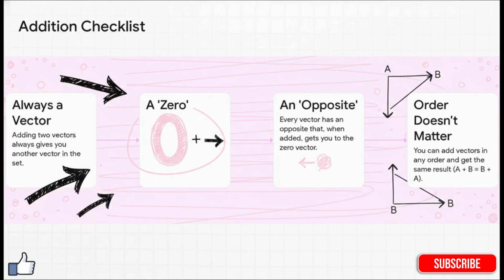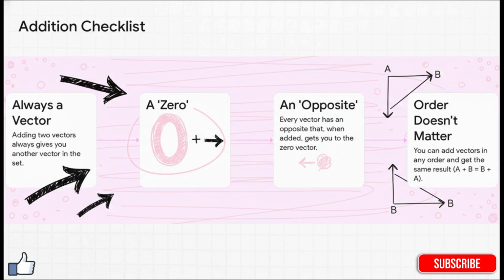Let's start with the addition checklist. First up, you add two vectors, the result stays in the playground. Check. Second, there has to be a special zero player, a vector that, when you add it to anything, doesn't change a thing. Got it. Third, every single player has to have an opposite, a twin, if you will, that when you add them together, they cancel each other out and get you back to that zero player. And finally, number 4, the order you add them in doesn't matter one bit.